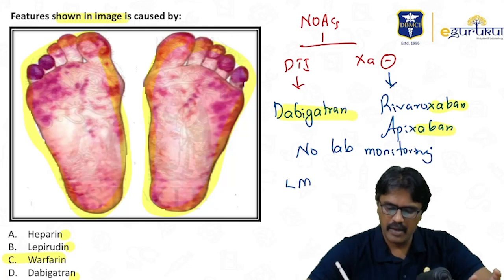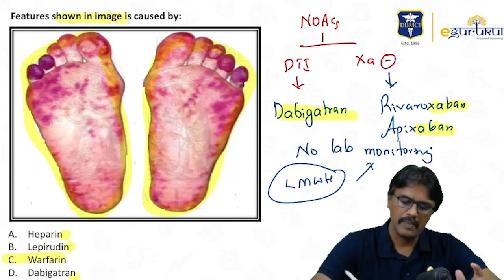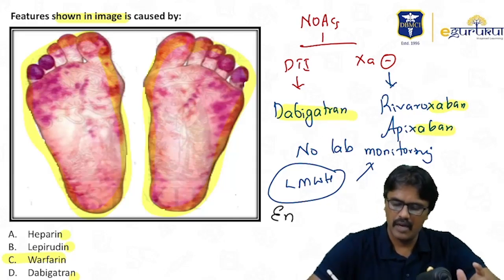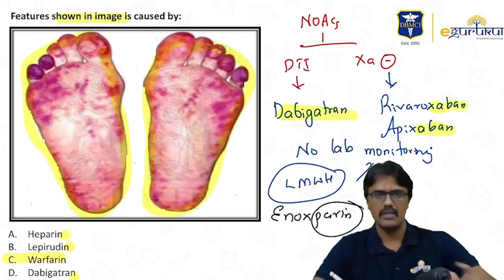Even low molecular weight heparin, there is no issue, because it also doesn't have any lab monitoring. So that's why we are using low molecular weight heparin. How do you identify them? They end with parin. For example, enoxaparin. Right. So these are the drugs.